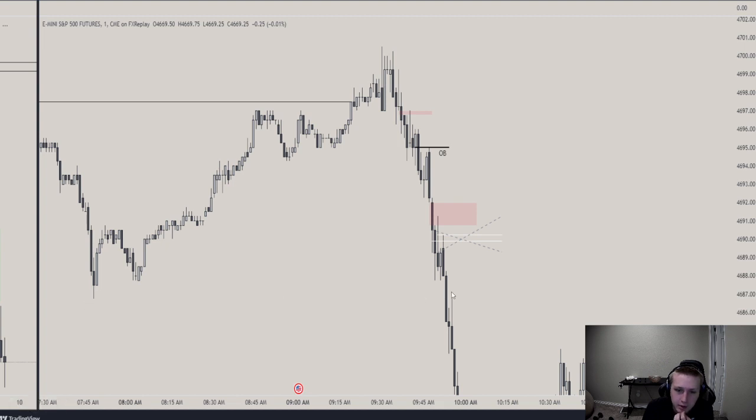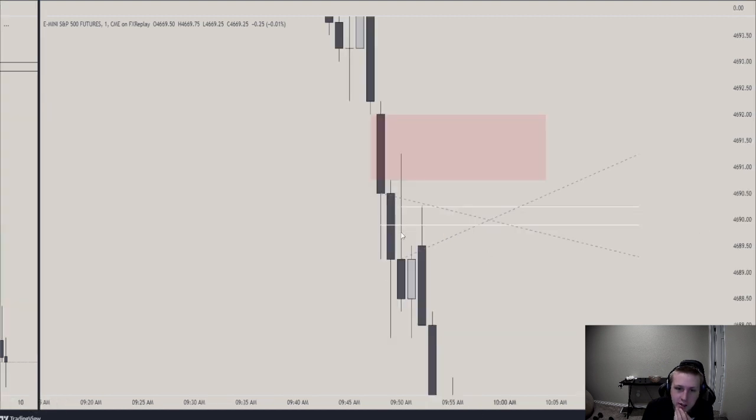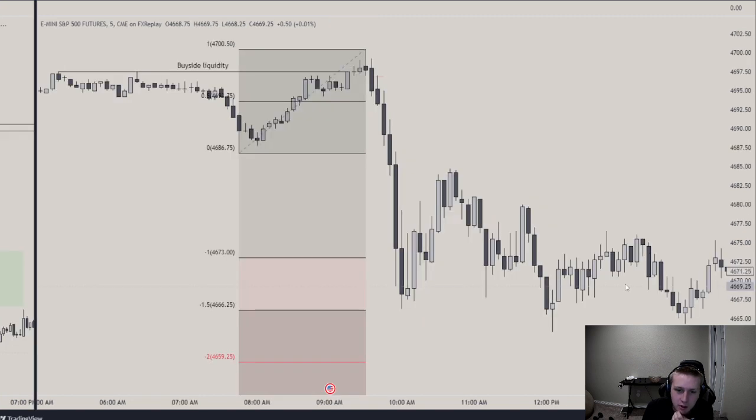It now becomes a PD array. Boom. So this is an implied fair value gap. You have this encroachment of this wick, and then you have encroachment of this wick. And look at the delivery. Perfect delivery to that wick high, or I guess barely off, but pretty much essentially to that encroachment of that wick. And then the price tears it lower.